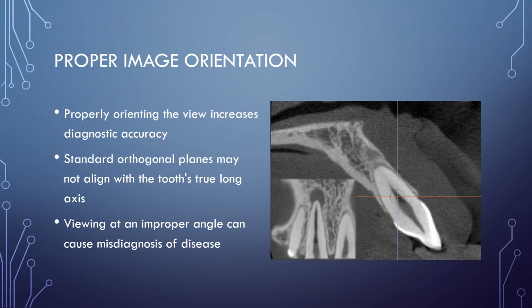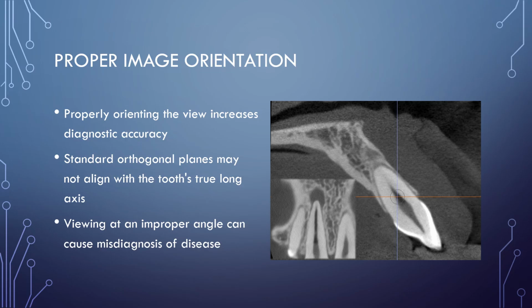Acquiring the CBCT scan is only the first step. Arriving at an accurate diagnosis depends entirely on proper interpretation, which absolutely must begin with correctly orienting the image data. When you open a scan, the software initially presents the tooth from three standard orthogonal planes: the axial, sagittal, and coronal views. However, because teeth naturally sit at an angle and are often tilted in the jaw, these standard views rarely align with the true long axis of the tooth.